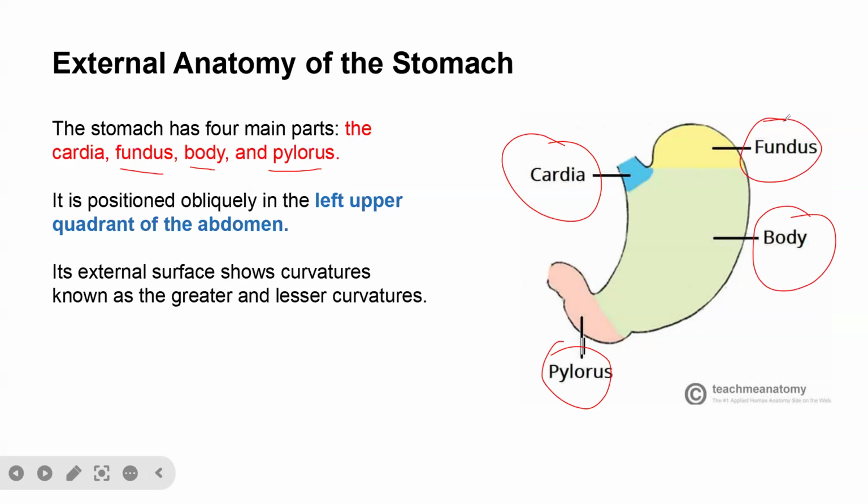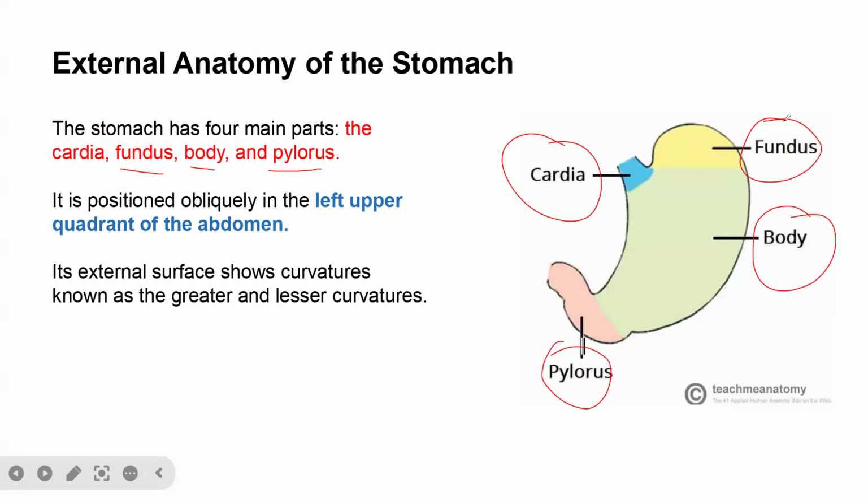It is very important. If you are asked a question on the anatomy of the stomach, when you explain what it is, it is very important to also show a diagrammatic presentation. So it has cardia, fundus, body, and pylorus. And this stomach is positioned obliquely in the left upper quadrant of the abdomen. So that is the specific location and position of the stomach. That is the left upper quadrant of the abdomen.